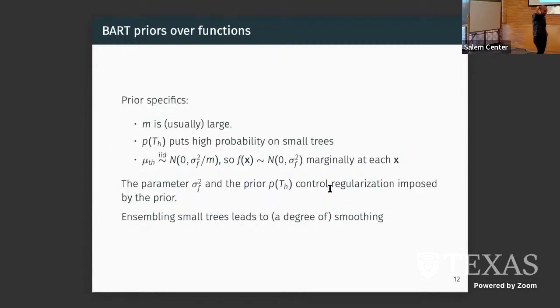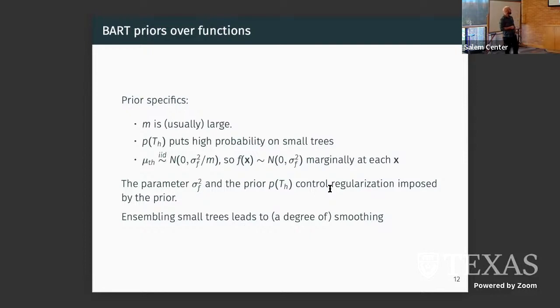Okay. So when we're thinking about writing down a BART prior over a function, whether we're doing regression or trying to estimate treatment effects, we're going to have a few considerations. The number of trees M is typically going to be large. We're going to use a prior on T that puts high probability on smaller trees. And for those parameters down there in the end nodes, we're going to have them following a particular normal distribution, so that the function value at a given x has a normal distribution with this variance sigma squared f.